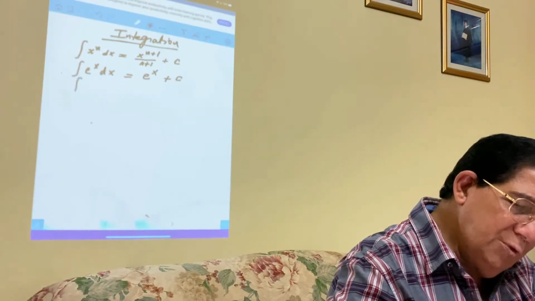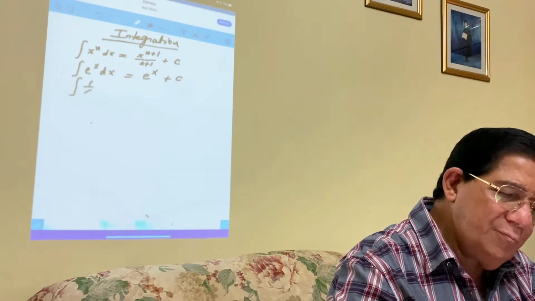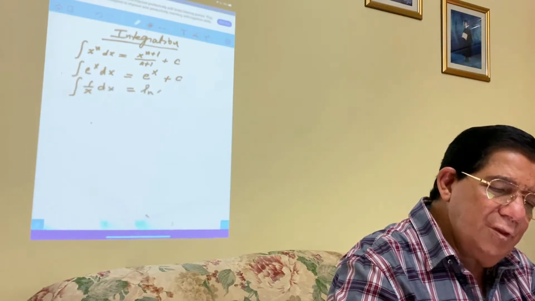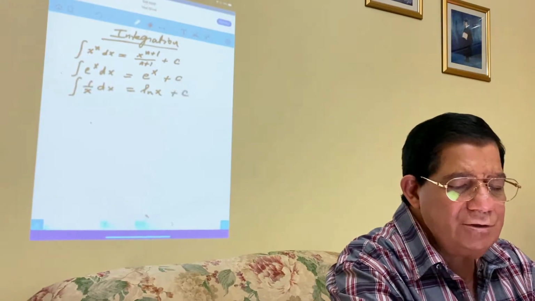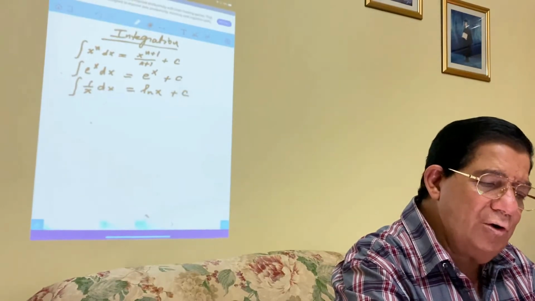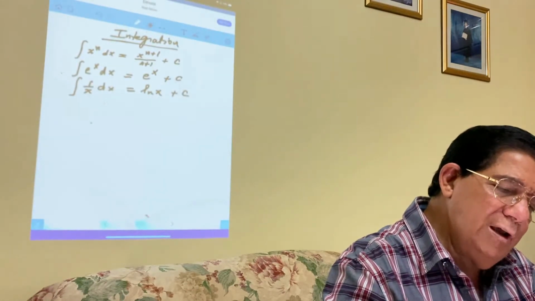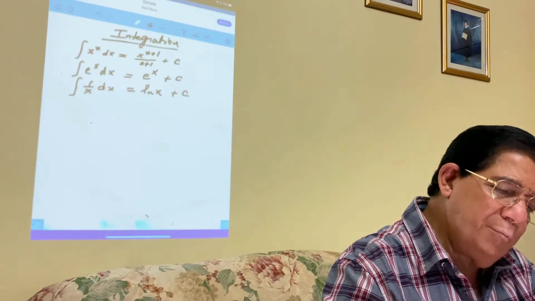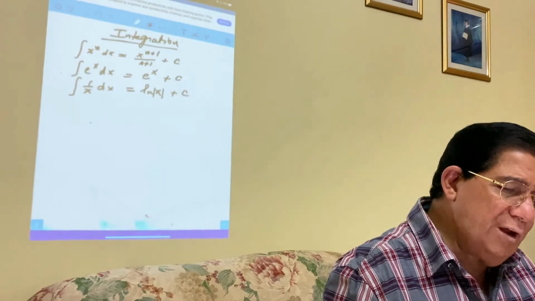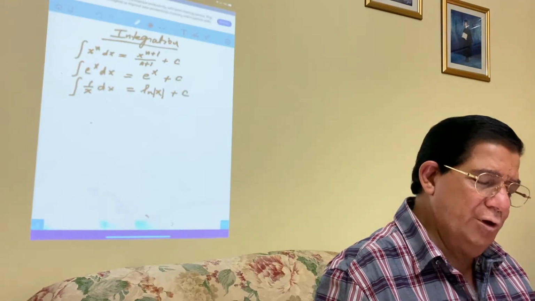Also, the integration of 1 over x dx, we say it is ln x. We took this as the differentiation of ln x is 1 over x. Even integration of 1 over x is ln x. But since ln is only applicable for positive numbers, we put modulus here. And every time we integrate and the answer is ln, don't forget to add this modulus.